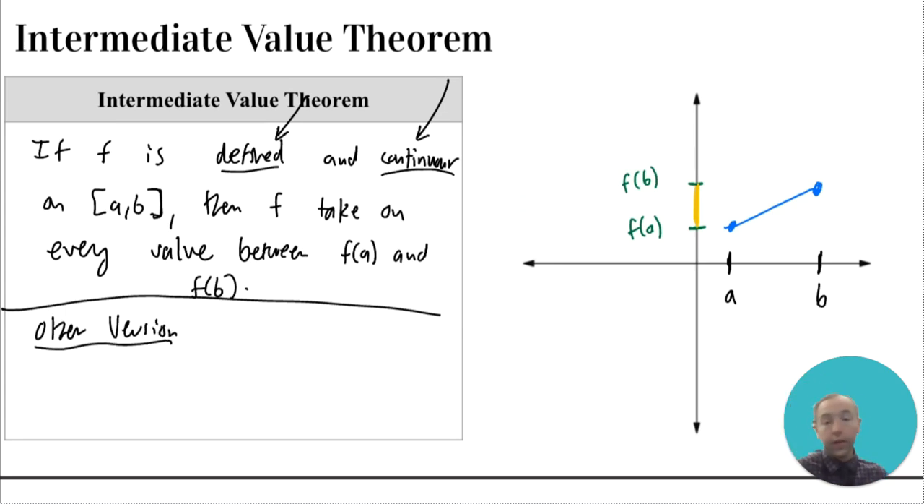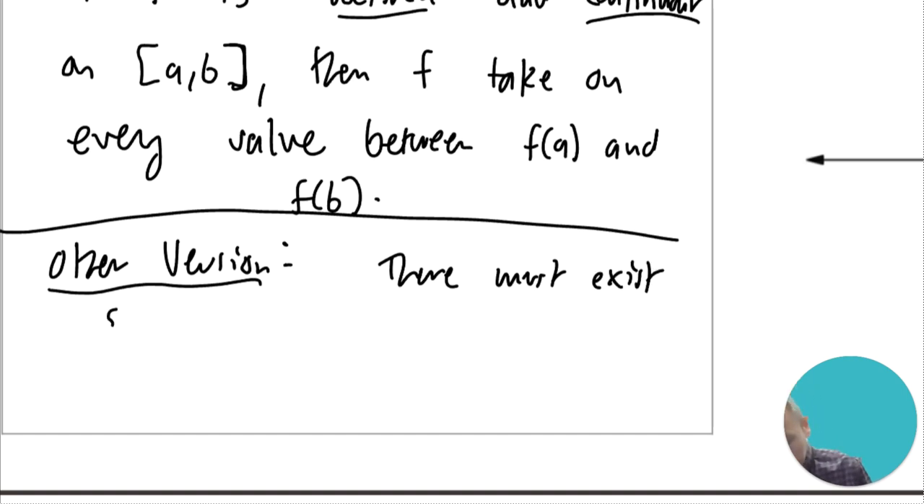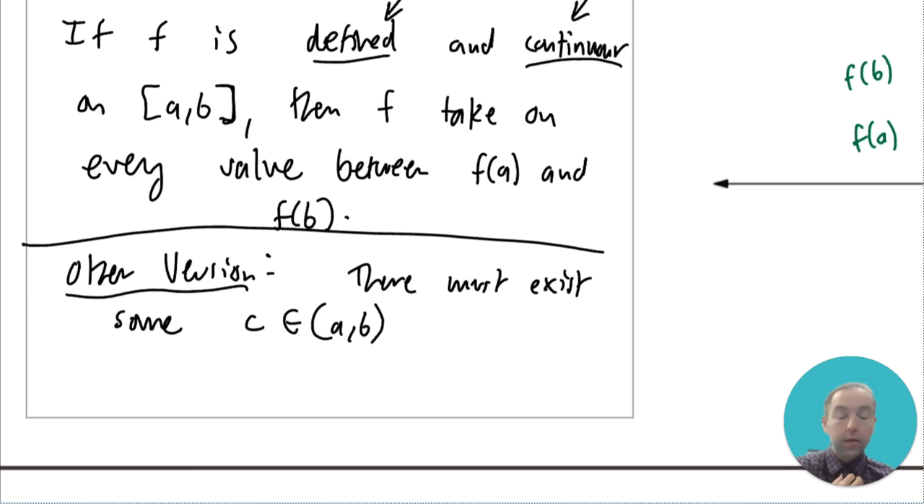So another version that would describe the same thing is we could also say that, as long as the function is defined and continuous on a to b, there must exist some x number, let's call it c, that is between a and b. So some c number that's in that interval from a to b, and specifically an open interval.